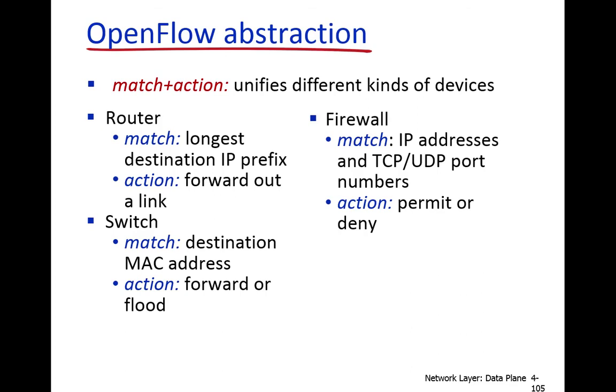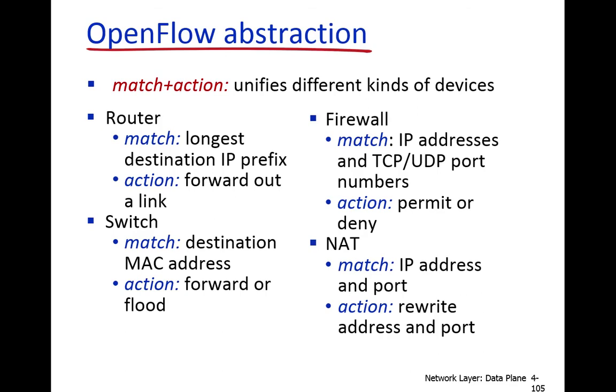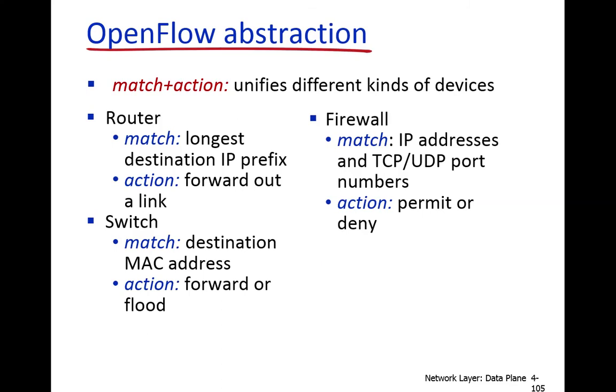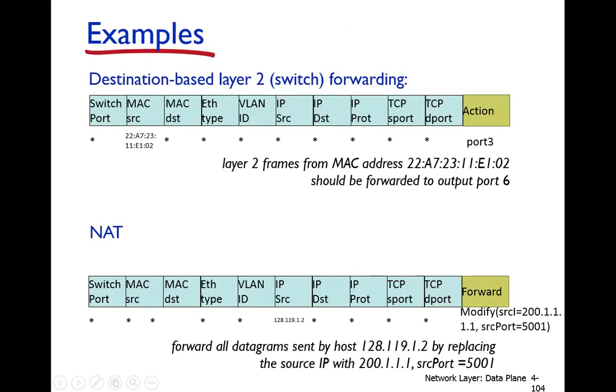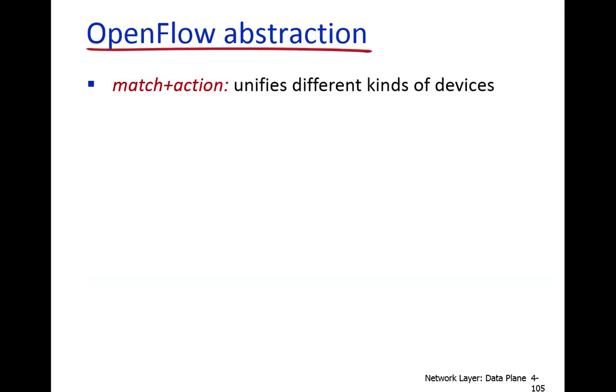Similarly, we can use the forwarding table in an SDN switch as a NAT as well, performing the NAT functionality. How is it performed? For example, if a packet arrives with this source address, then it should be forwarded after modifying. Modifying means that the source IP address is replaced by this one, and the source port number is replaced by this one.